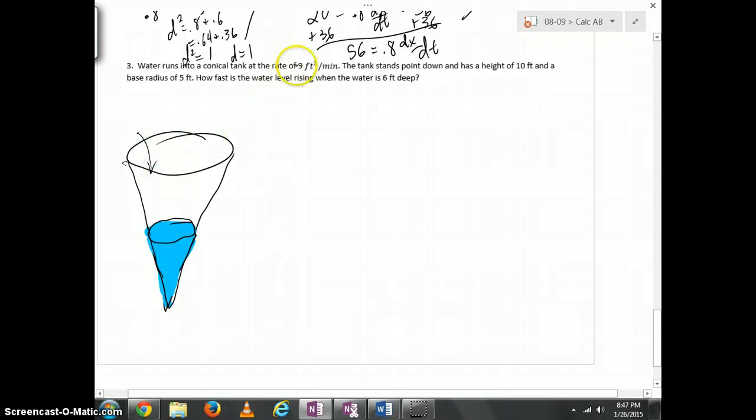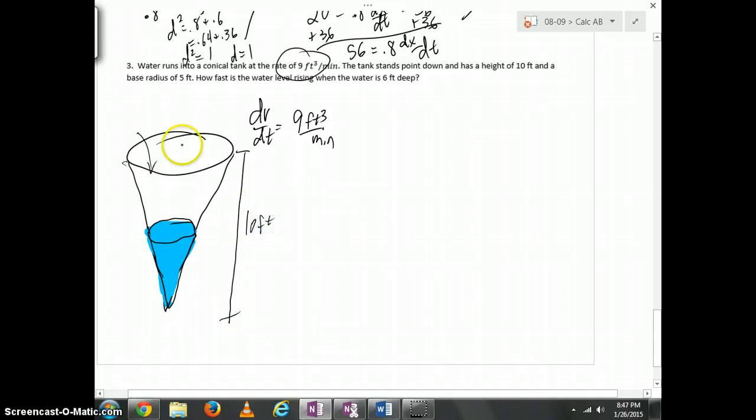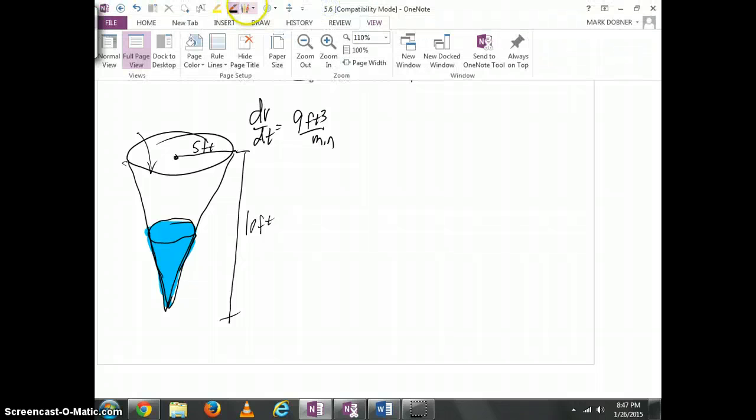But as the water is coming in, I hope you'd realize that this is volume. dV/dt, the rate at which the volume of this water is changing, is positive 9 cubic feet per minute. If water is coming in, this volume is growing. It's getting bigger. So we would have a positive rate of change. The tank stands point down, like we've drawn, and it has a height of 10 feet. The tank also has a base radius of 5 feet. How fast is the water level rising when the water is 6 feet deep?